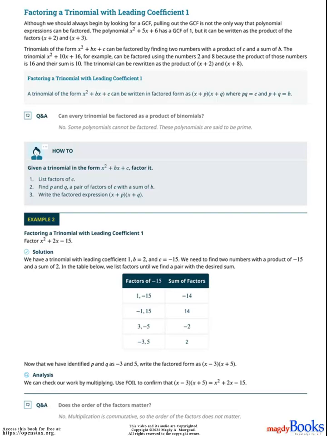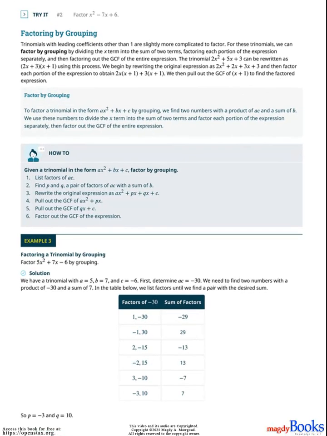Analysis. We can check our work by multiplying. Use FOIL to confirm that (x minus 3) multiplied by (x plus 5) equals x squared plus 2x minus 15. Q and A. Does the order of the factors matter? No. Multiplication is commutative, so the order of the factors does not matter. Try it number 2. Factor x squared minus 7x plus 6.